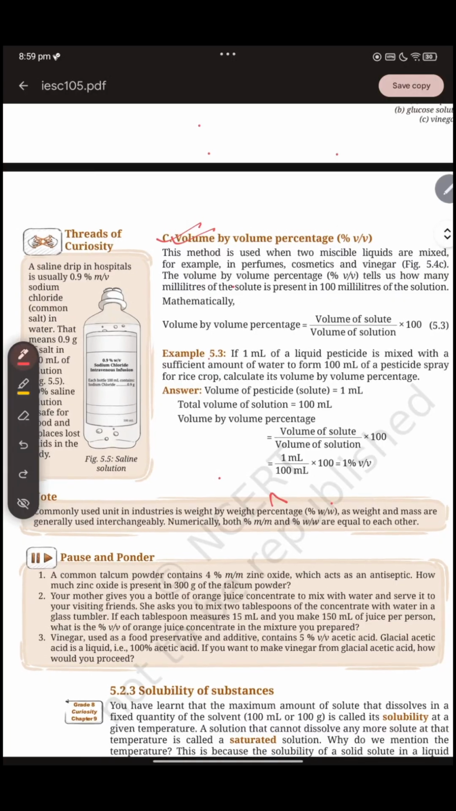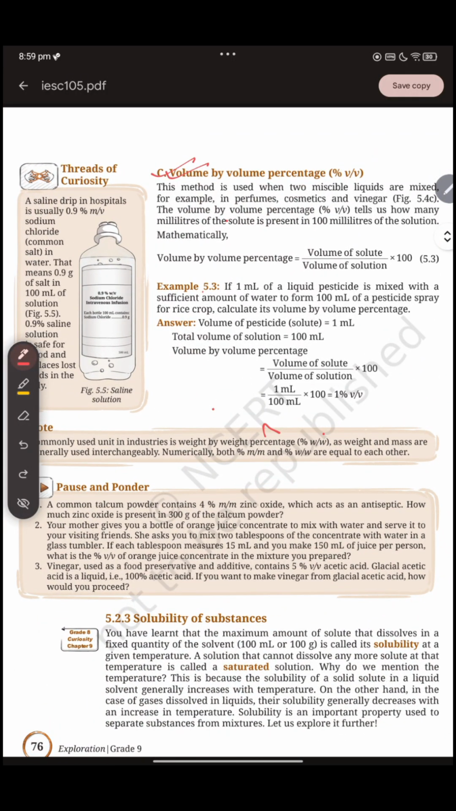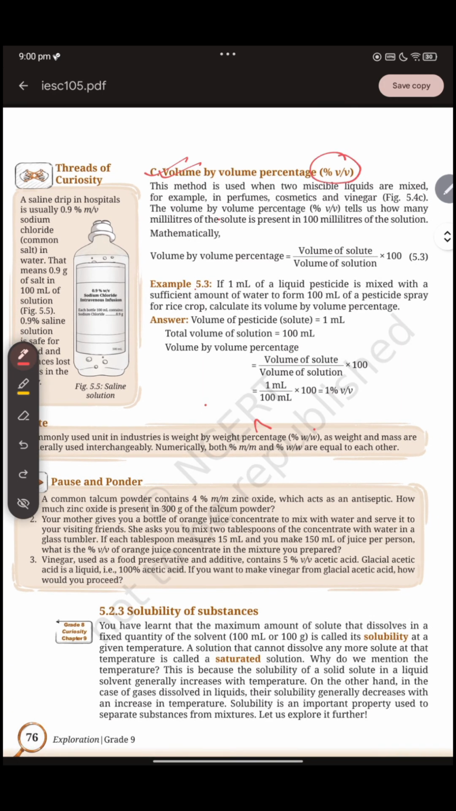Next we can see volume by volume percentage. Volume by volume percentage is known as percent volume, the percent volume ratio. Both should be in volume. So how many milliliters of solute is present in 100 milliliter of the solution? Here is the formula: volume of the solute divided by volume of the solution, V total, into 100. 100 is in the numerator, keep in mind.